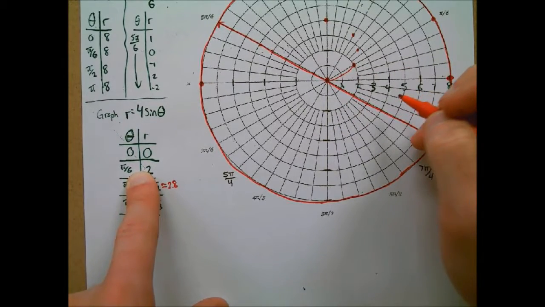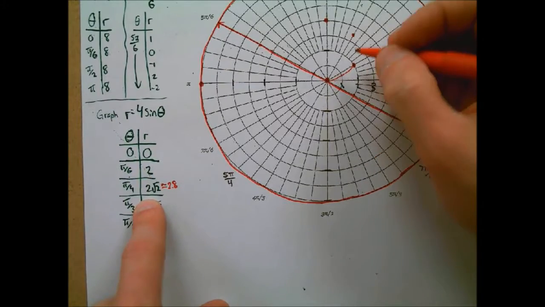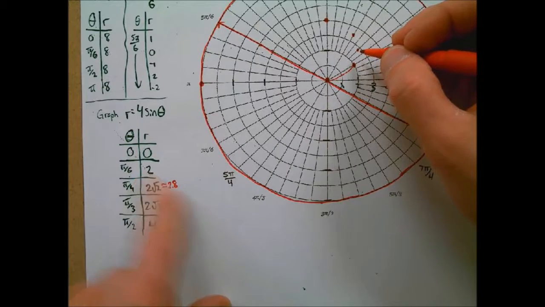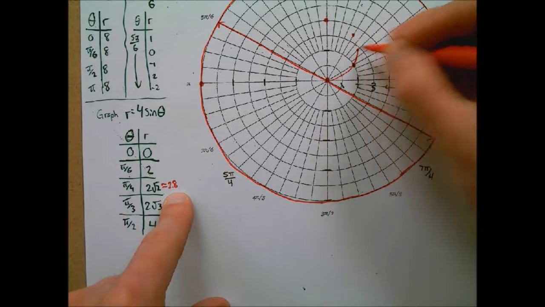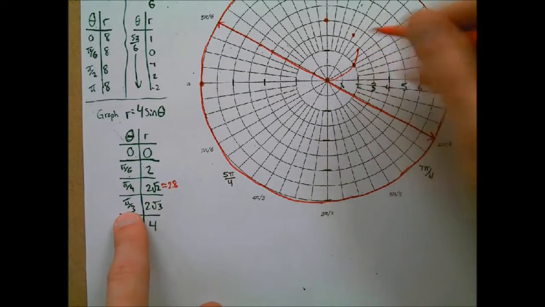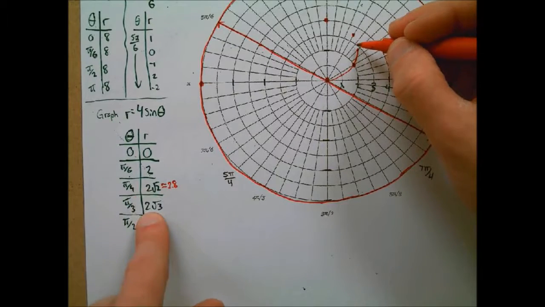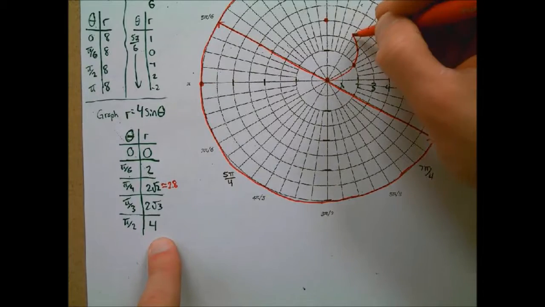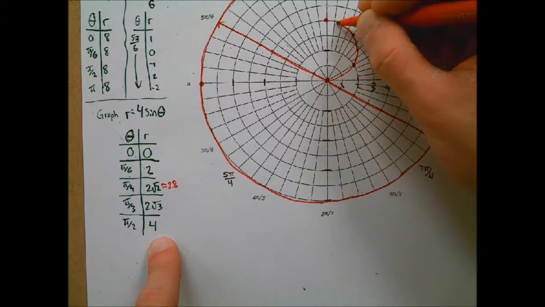And then we'll just continue around. From the pi over 6 to the pi over 4, as we continue rotating, we're going to continue to extend from 2 to 2.8 there, like so. And then to the pi over 3, as we continue to rotate, we're going to extend out further to the 2 root 3. Okay? And then pi over 2, continue the rotation around all the way up to the 4 there. Like that.